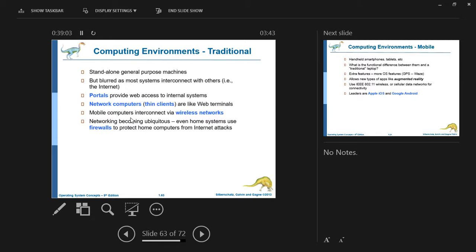Standalone general purpose machines is one kind of computing environment. Most systems are connected with others. Portals provide web access to internal systems. Network computers are like web terminals. Mobile computers interconnect with wireless networks. Networking has become ubiquitous. Even some systems use firewalls to protect home computers from internet attacks.